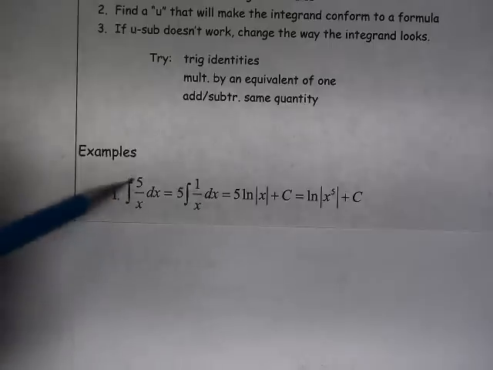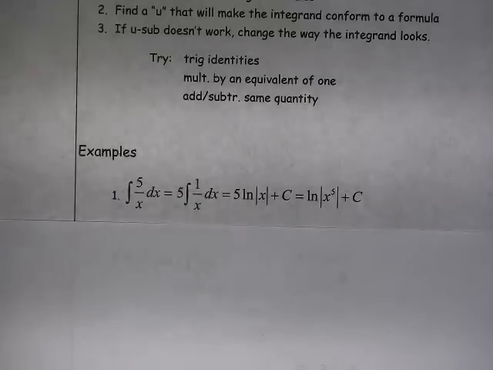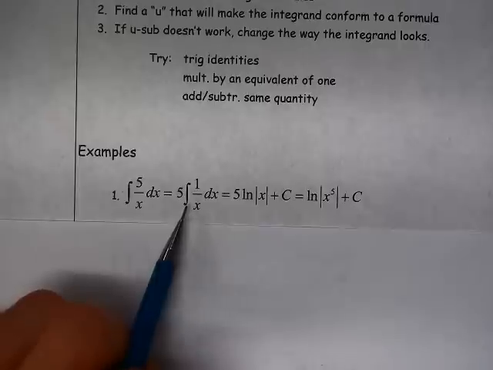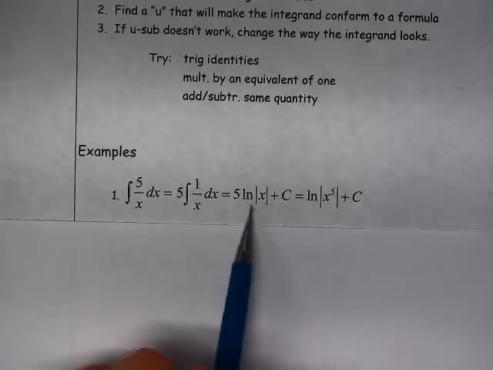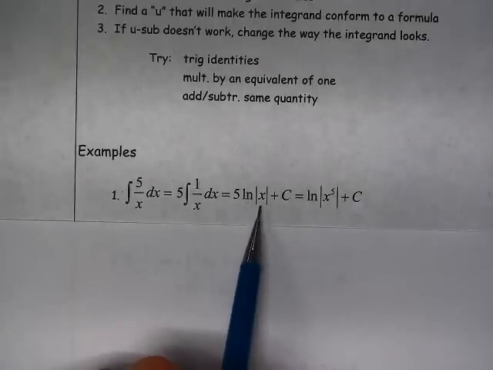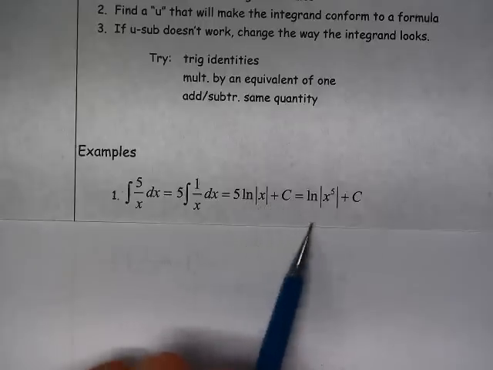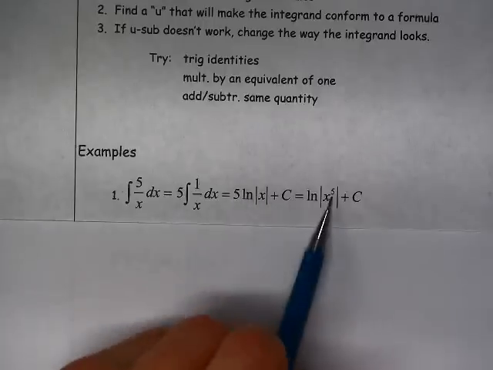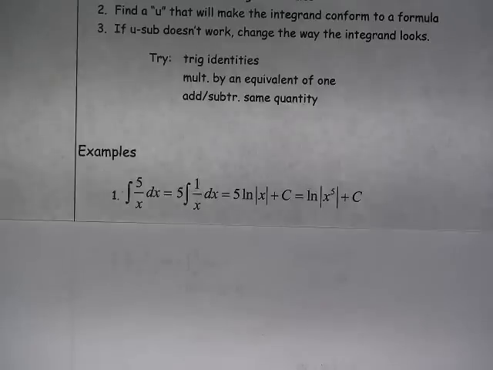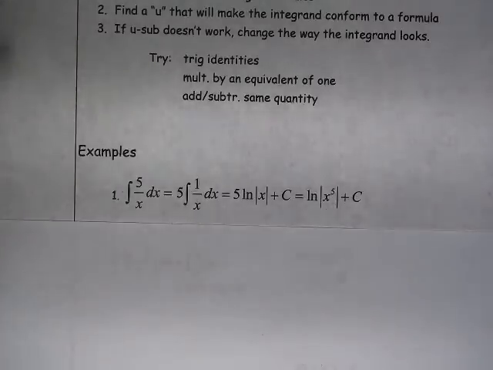The first one, we have 5 over x dx, and of course we can just pull that constant out in front of the integral, and we have 1 over x dx, so it just fits that pattern. Very, very simple. So we get 5 natural log of absolute value of x plus c, and since this is a logarithm, we can bring that 5 and make it the exponent on the x and simplify that answer a little bit. So that one's pretty straightforward.